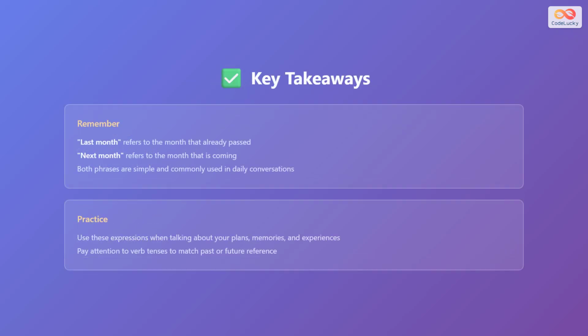Let's review what we learned. Last month refers to the month that already passed, and next month refers to the month that is coming. Both phrases are simple and very commonly used in daily conversations. Practice using these expressions when talking about your plans, memories, and experiences. Pay attention to your verb tenses to make sure they match whether you're talking about the past or the future.